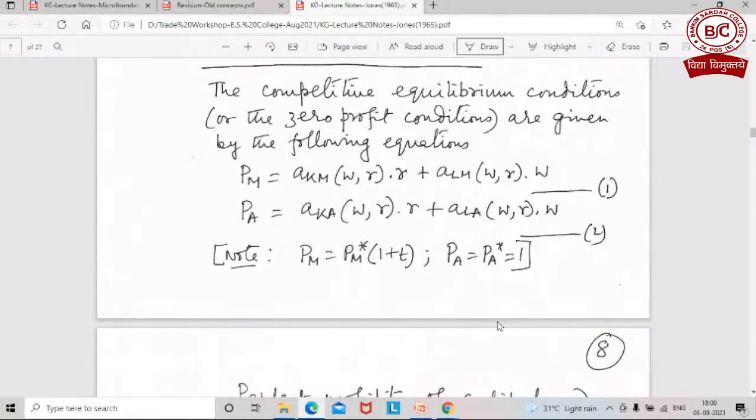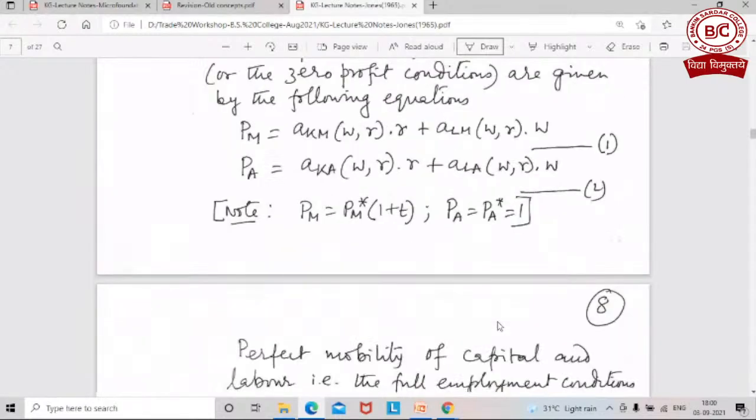As PM and PA are given, because the economy is a price taker, PM star is given, PA star is given. The tariff rate at a point of time is given. So PM is given, PA is given. Effectively the unknowns are W and R on the right-hand side of equations 1 and 2. We can solve for W and R from equations 1 and 2. Is it okay?